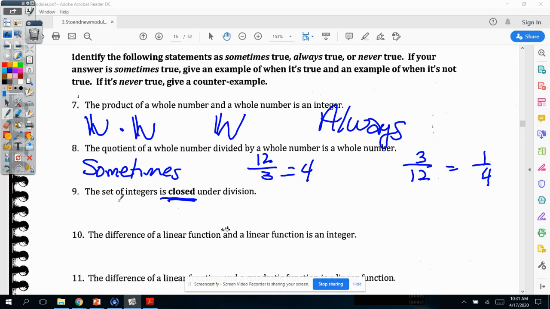Okay, so I did write sometimes, and that's good. So it's sometimes closed for the reason we just said. You could use the same thing again. 12 over 3 is 4. Those are integers. 3 over 12 is 1/4. Those are not.